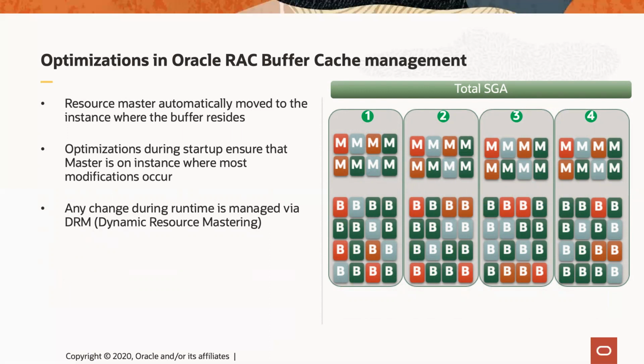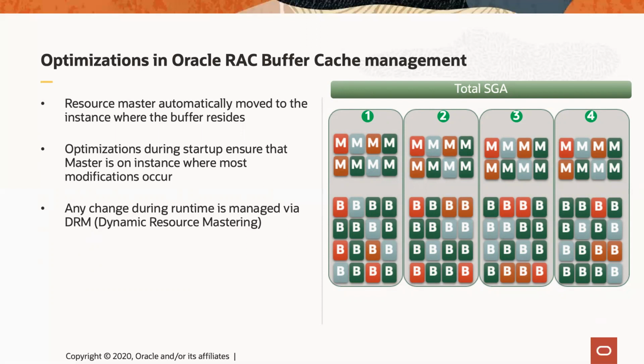So in order for optimal performance, we really want to make sure that the resource master is on the instance where the buffer resides. Now, remember, when we start up, how do we know? We don't know, right? Because obviously when we start up, the buffer cache is empty. So we would end up dispersing the masters across all the instances. We have 2 optimizations which ensure that the master is on the instance where most modifications occur. This is during startup.